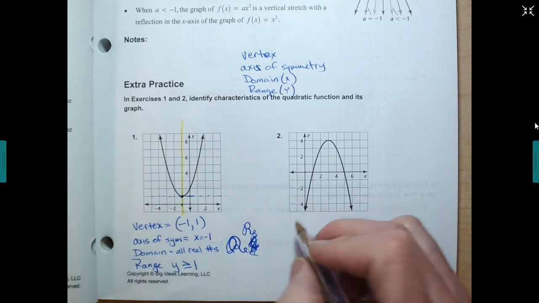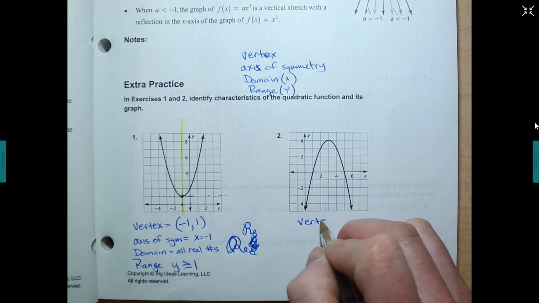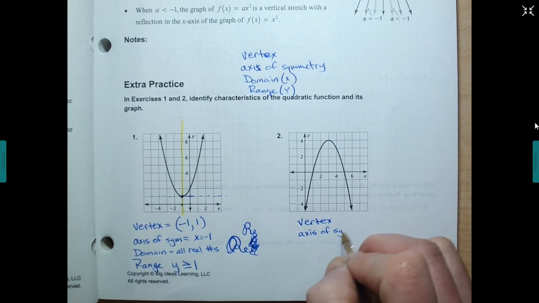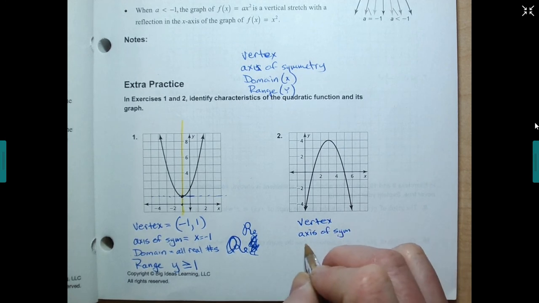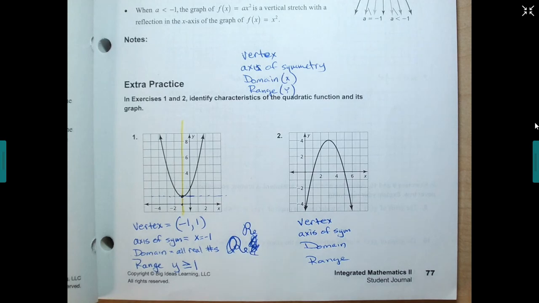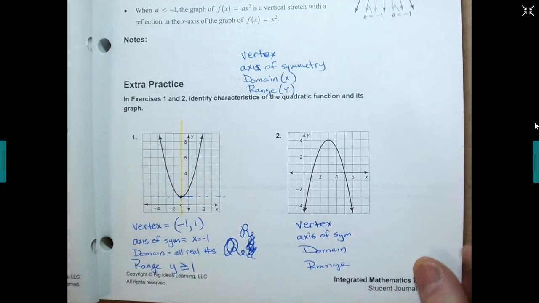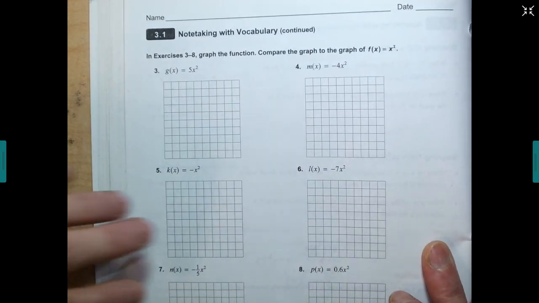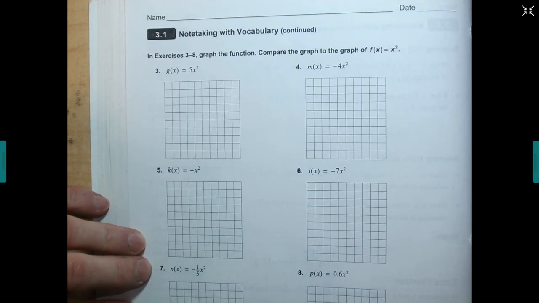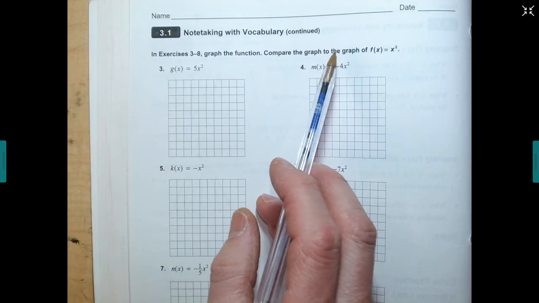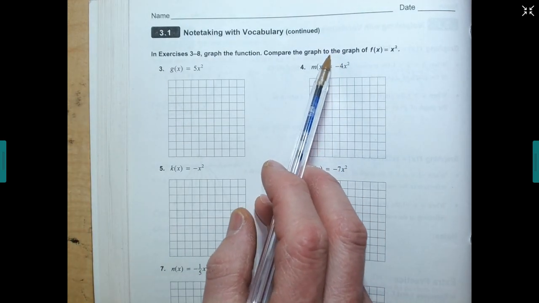So now get those for this one. Get your vertex, get your axis of symmetry, get your domain, and get your range. All right. Unfortunately, we don't have a lot of practice on those ones, but it would be nice to have a few more.